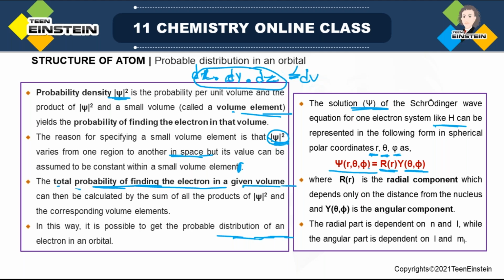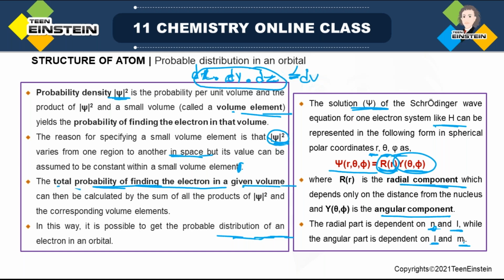So here the first part is capital R, a function of r. This is known as the radial component, and it depends on the distance from the nucleus. Also remember this radial part is dependent on the principal quantum number and the azimuthal quantum number. And the second part is the angular part. The angular part is dependent on which quantum numbers? Azimuthal and m_l, the magnetic quantum number. It is not dependent on the principal quantum number. So chi can be expressed as a radial component and an angular component.